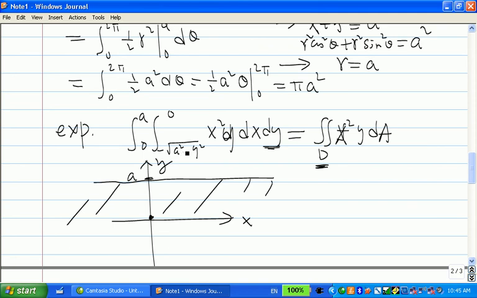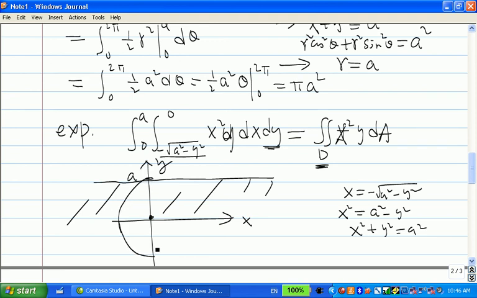Okay, now let's see what is the restriction for x. They said that x is bigger than this bottom one. So your bottom curve is x equal to minus square root a squared minus y squared. If you don't know what this curve is, square that, which gives you x squared plus y squared equal to a squared. So this one really is a part of a circle. Since x is negative, they give you this part of a circle. And this is your bottom curve.